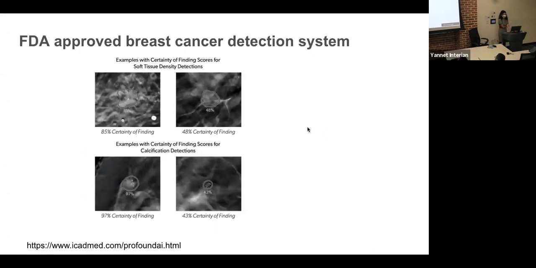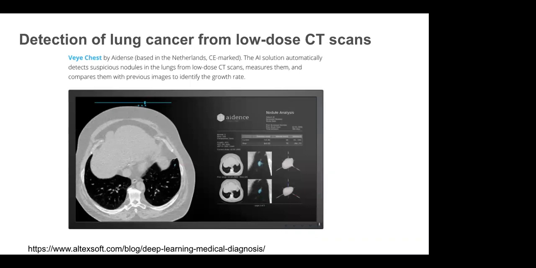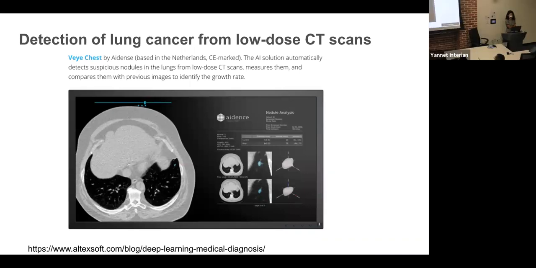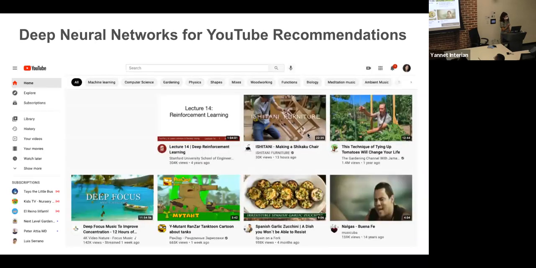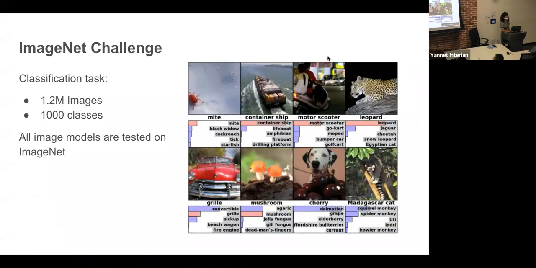This is an FDA approved breast cancer detection system, also based on neural networks. Detection of lung cancer from low dose CT scans. And as I told you before, the YouTube recommendation system is also a neural network based system, and we will talk about this in my class in more detail. So these are some examples, and let me now tell you a little bit more about some of the data sets that we have out there.